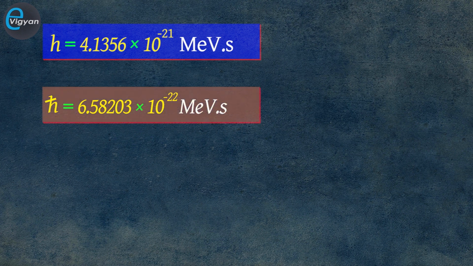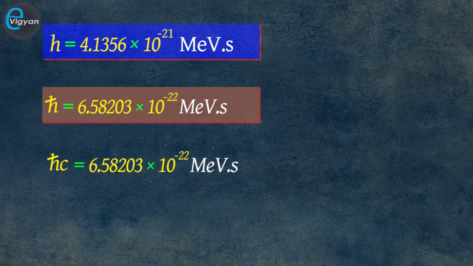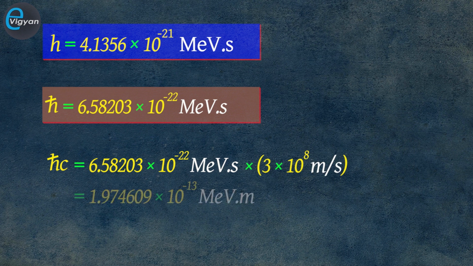During the solving of nuclear physics problems, you see that many times you need to plug the value of h cross c. So let's calculate the value of h cross c in MeV Fermi. h cross c equals 6.58203 times 10 raised to power minus 22 MeV second into 3 times 10 raised to power 8 meter per second, and which comes out to be 1.974609 times 10 raised to power minus 13 MeV meter.